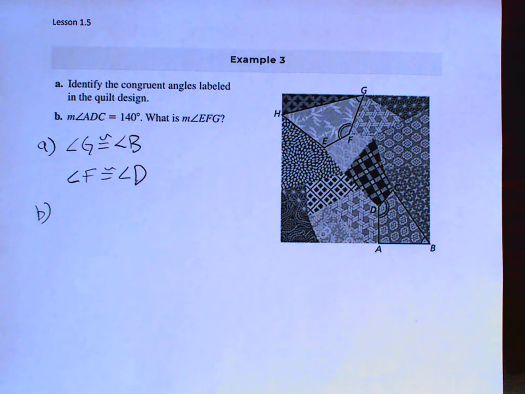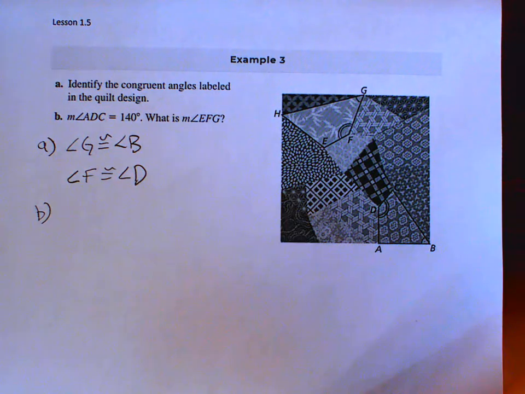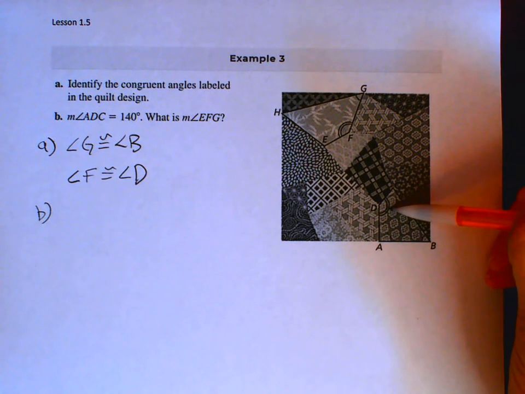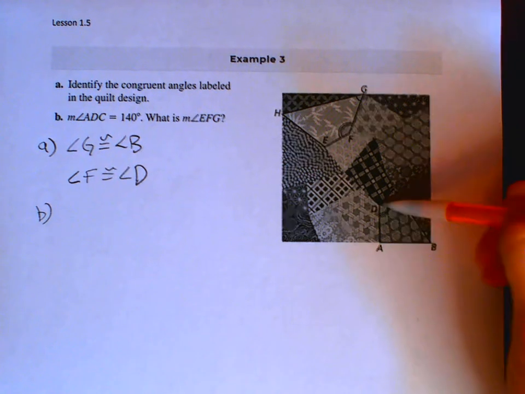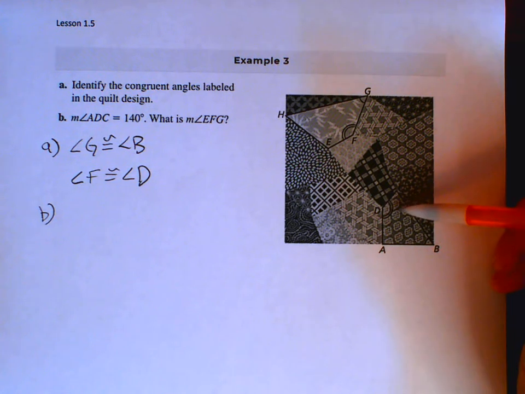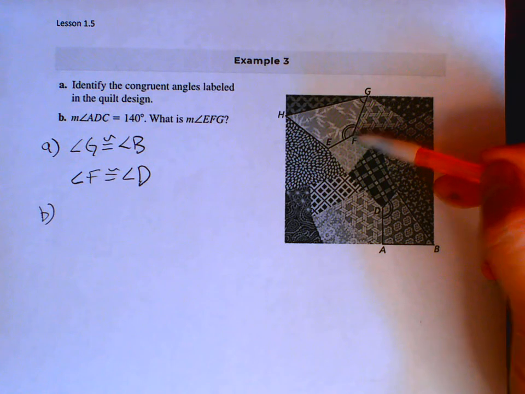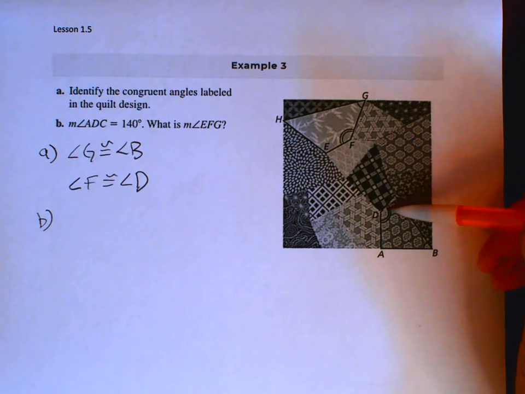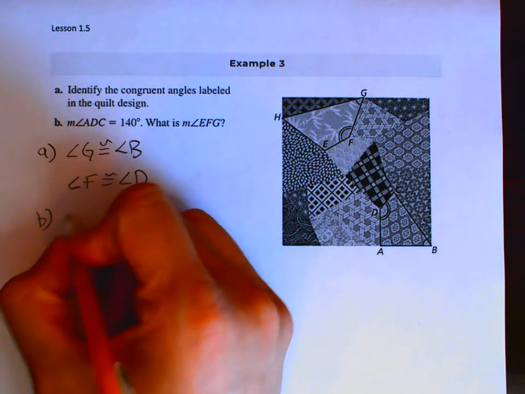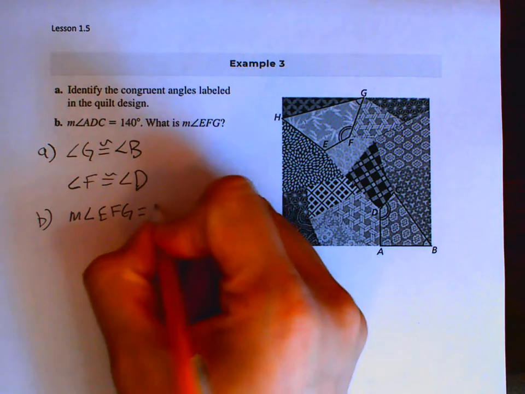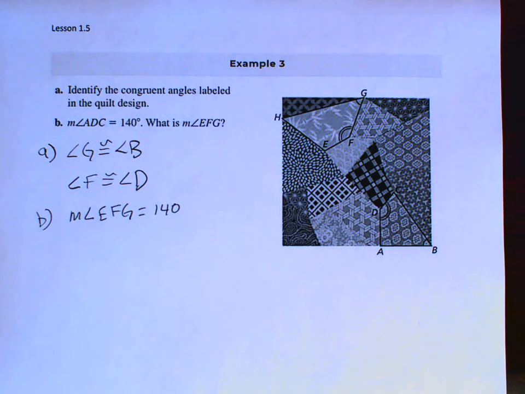Now it says if the measure of ADC is 140, what is the measure of angle EFG? So let's see, ADC, if this one is 140, notice that ADC and angle D is the same thing. Okay, so D is congruent to F, so angle EFG has to be the same as this one. So if it's 140, then the other one has to be 140, because they're congruent. And that, ladies and gentlemen, is problem number 3.